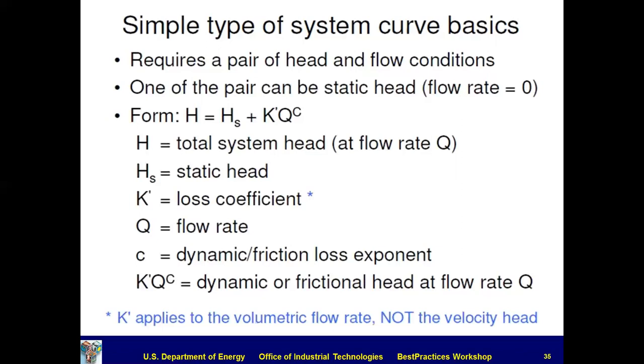The equation that we're going to fit is of the form H, which is total head, equal to static head, H sub S, plus a constant that we fit from these two data points, K prime, times flow, Q in gallons per minute, raised to an exponent, which will be either 1.9 or 2. That last term, K prime Q to the C power, is the frictional or dynamic head. The H sub S is the static head, and the combination is total head.